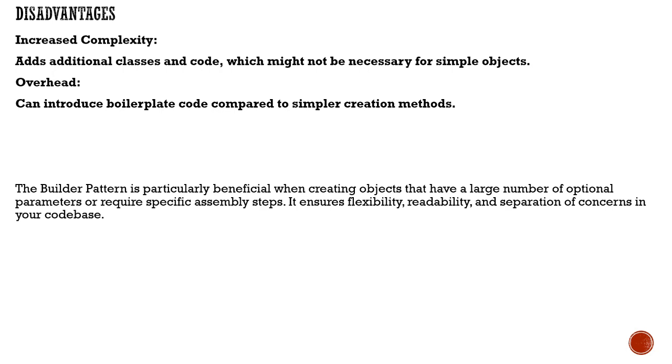So we can use it in certain use cases, as we spoke about. It's quite beneficial when you're trying to create an object that has a large number of optional features and fewer mandatory things, and you want to assemble it in a sequence, in a step by step process. So it gives you flexibility, readability, and also a separation of concern where you don't need to know the internal logic. So this is all about what the builder design pattern is about.